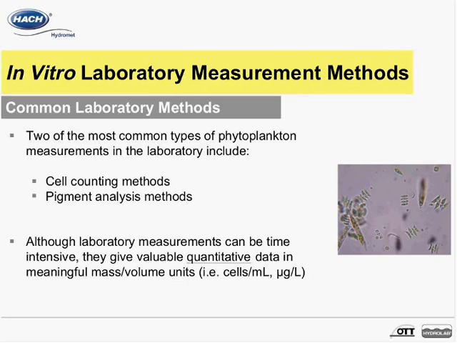I would now like to discuss common phytoplankton measurement methods, starting out with in vitro laboratory methods. Two of the most common types of phytoplankton measurement methods in the laboratory include cell counting methods and pigment analysis methods. Although laboratory methods can be time-intensive, carefully collected data from these laboratory methods provide highly valuable quantitative data in meaningful mass-to-volume units. Common units include cells per milliliter and micrograms per liter.